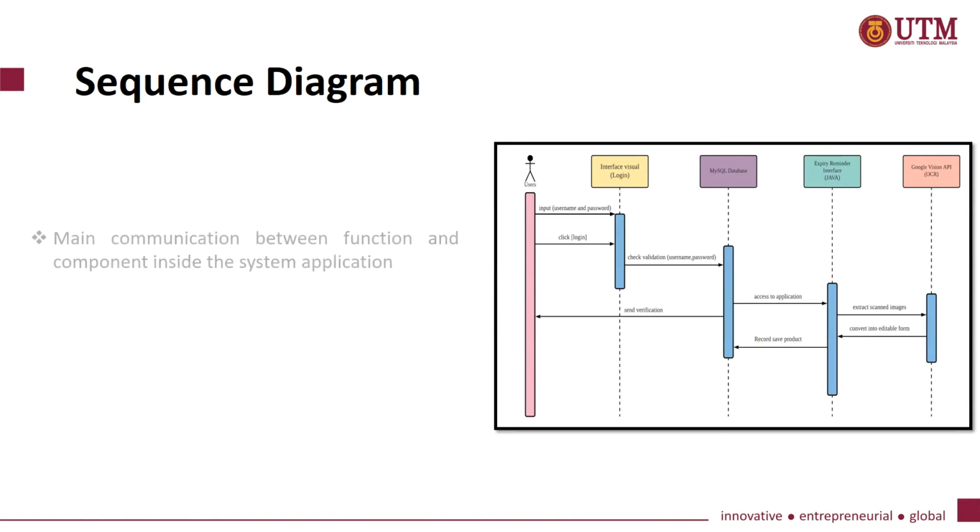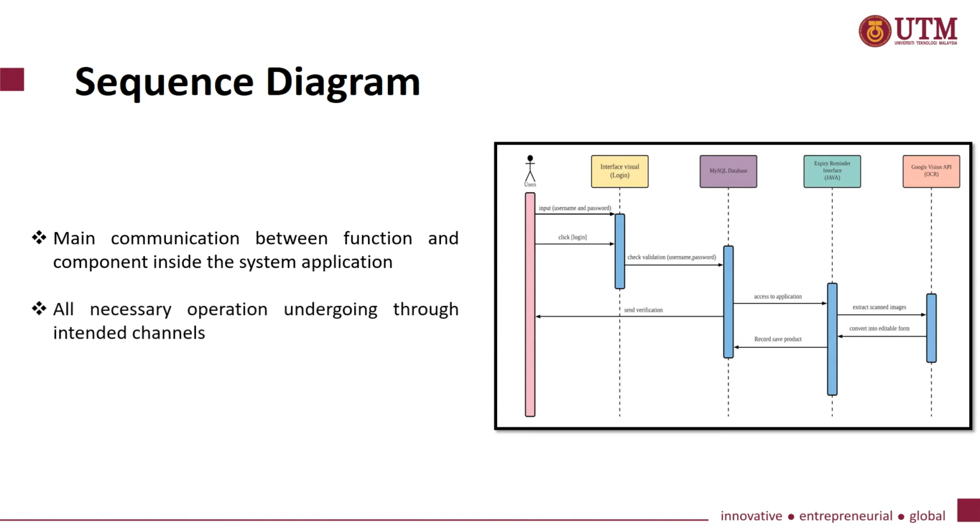And this is a sequence diagram. This sequence diagram depicts the main communications between functions and components inside the system application. Most of the components in the sequence diagram represent the mobile application, which will have specific channels, and all necessary operations go through the intended channel. There are particular channels that each function needs to go through.